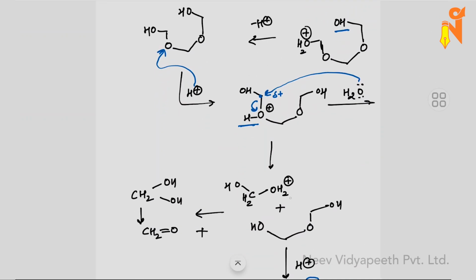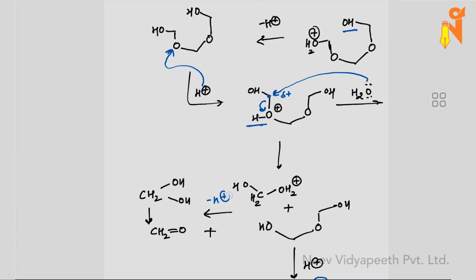OHCH2 OH2 plus. Okay, and then it will lose its H plus. This H plus will be gone. It will become CH2OH, which will eventually lose a water molecule because it is a geminal diol, and it will become an aldehyde. Another molecule would be this part. So it is OH, CH2O, CH2OH.